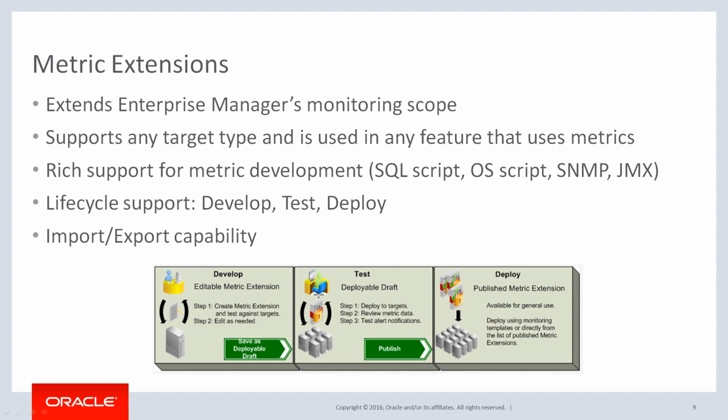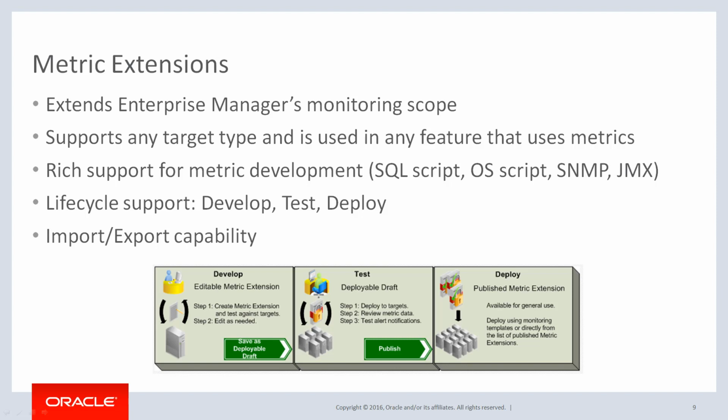Metric extensions allow you to extend your monitoring scope because you can create your own metrics to suit your needs. With the new metrics defined, you can set up warning and critical thresholds to be alerted on and take advantage of EM's out-of-the-box capabilities such as historical trending and reporting.